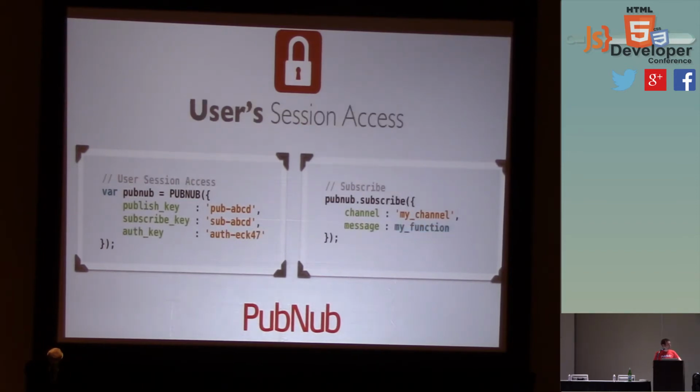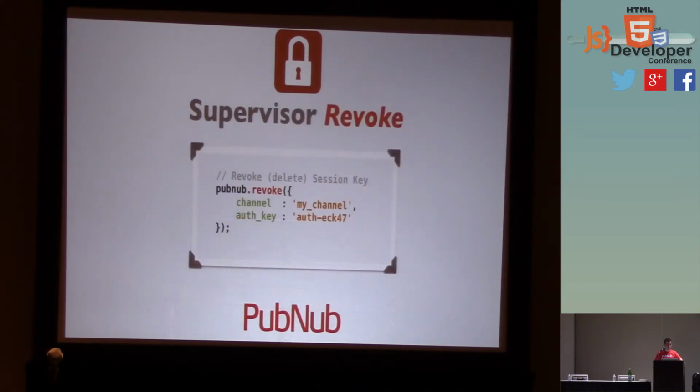And on this next slide is where we actually use the auth key. The left side is an initialization of a user session, where we're using that auth key at the bottom rather than the secret key, which is what the supervisor had. So publish, subscribe, and the auth key. And now, unencumbered, we can subscribe to any channel that we had granted on the right side. And then when you're ready to revoke access, you simply issue pubnub.revoke using the supervisor instance.